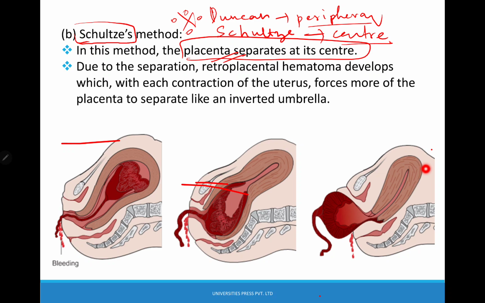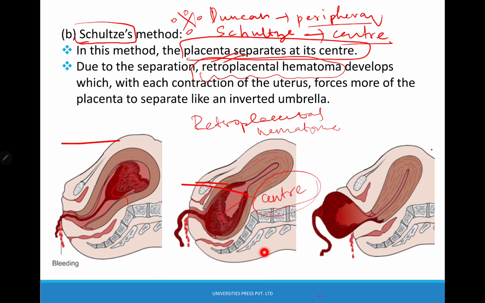Due to the separation, a retroplacental hematoma develops, a very important complication, which with each contraction of the uterus forces more of the placenta to separate like an inverted umbrella. If you look at this figure, this is the placenta, and the placental separation starts from the center. That is why this is Scull's method.